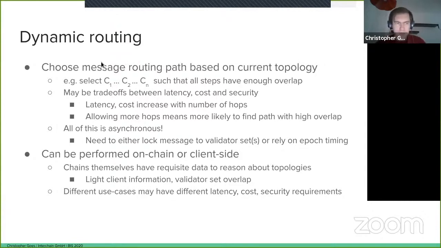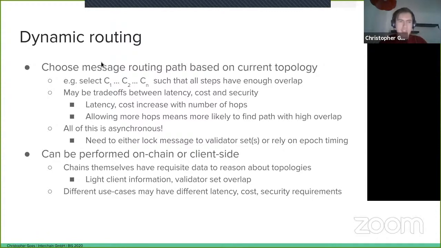So if we assume some stochastic distribution of validators over these different blockchains, then the more hops you allow your message routing algorithm to find paths with, the more likely you are to be able to find a path that has at least the requisite overlap on all of the hops.